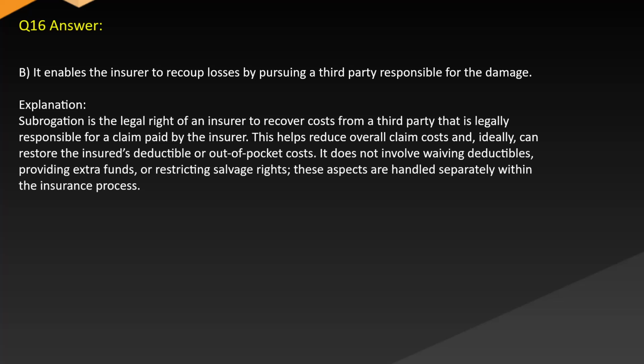Answer: B. It enables the insurer to recoup losses by pursuing a third party responsible for the damage. Explanation: Subrogation is the legal right of an insurer to recover costs from a third party that is legally responsible for a claim paid by the insurer. This helps reduce overall claim costs and ideally can restore the insured's deductible or out-of-pocket costs. It does not involve waiving deductibles, providing extra funds, or restricting salvage rights. These aspects are handled separately within the insurance process.